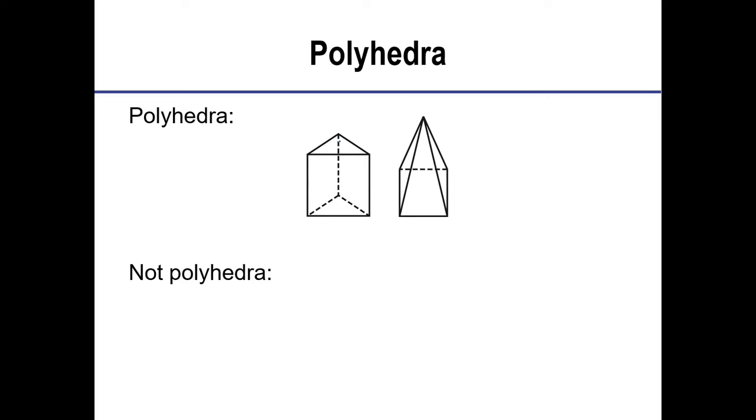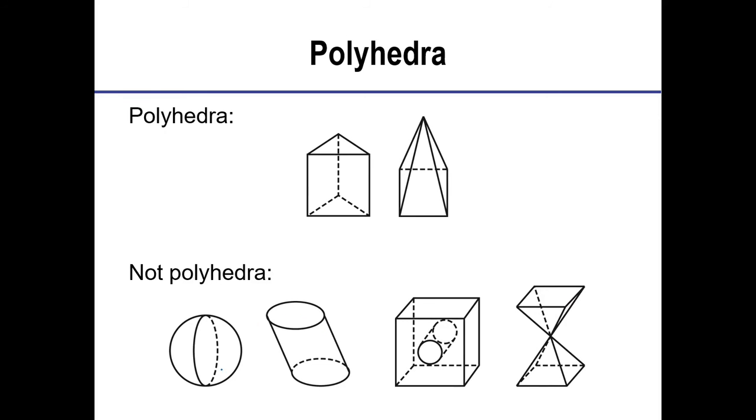So we have a triangle for the top, a triangle for the base, and the sides are rectangles. For this pyramid, the faces are triangles and the base is a rectangle. Let's look at some things that are not polyhedra. A sphere is not a polyhedron because the surface does not consist of polygons. An oblique cylinder is not a polyhedron. The top and the bottom do not consist of polygons. A circle is not a polygon.